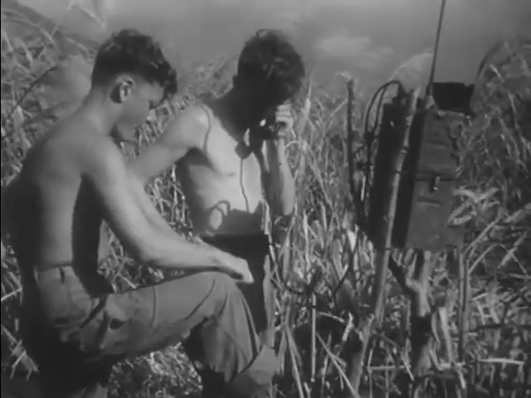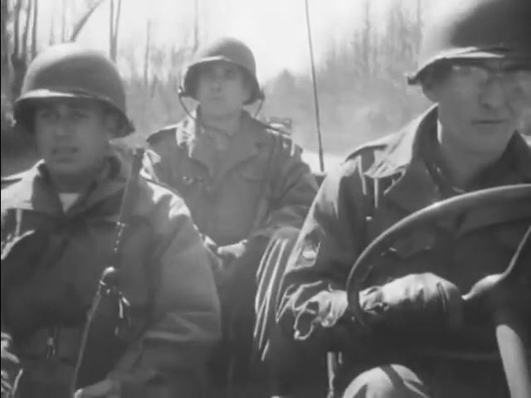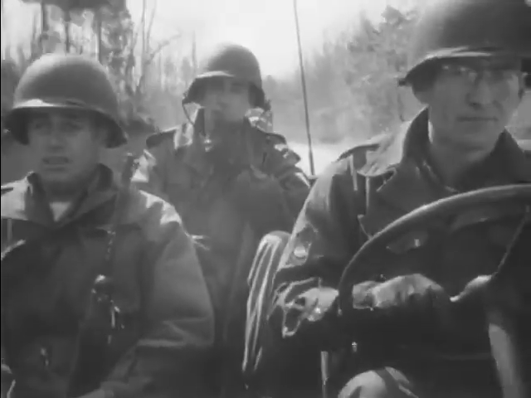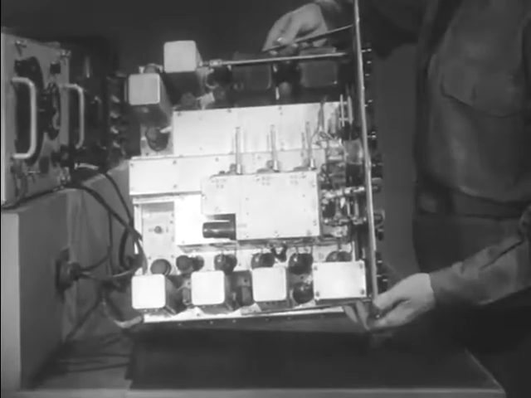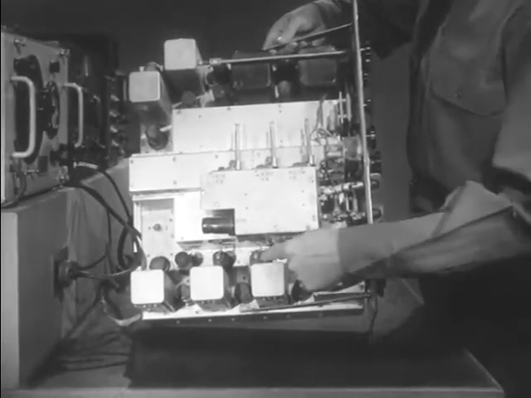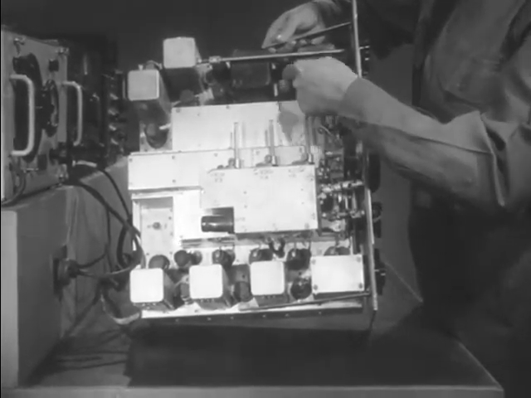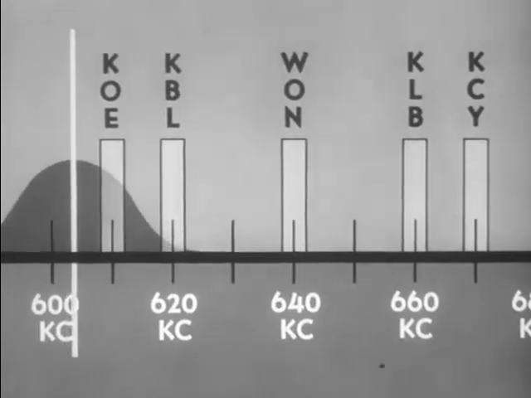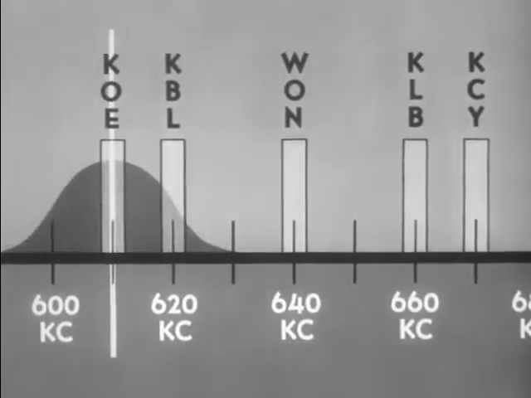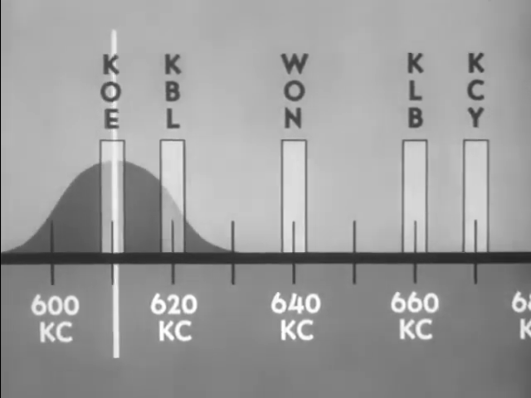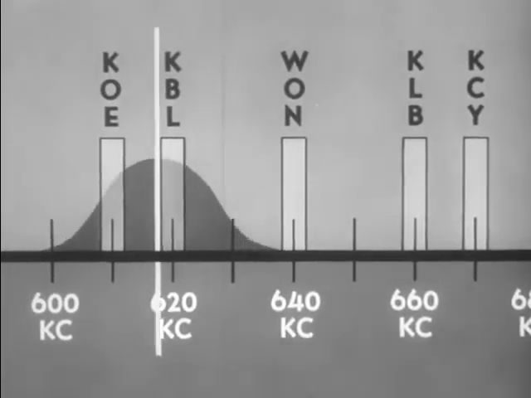Weather changes such as cold, heat, or dampness, jarring or vibrations, variations in tubes and other factors affect the tuned circuits in all radio receivers, causing loss of sensitivity, selectivity, or ability to separate stations or frequencies, or loss in signal strength.